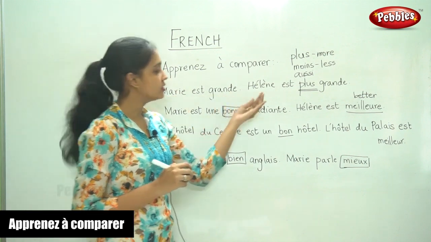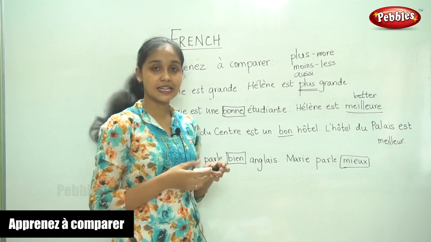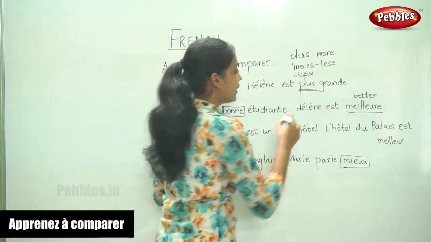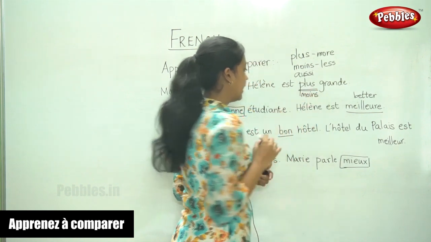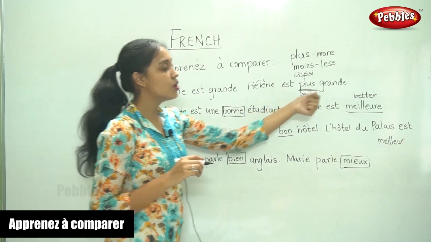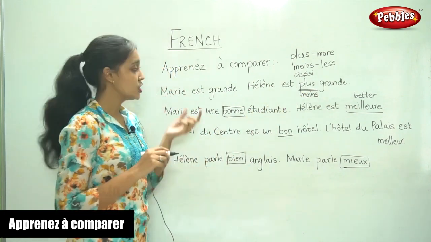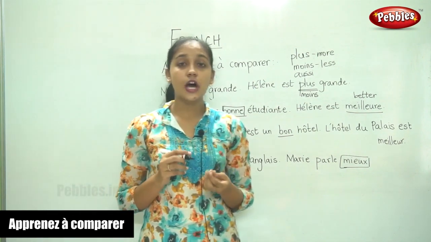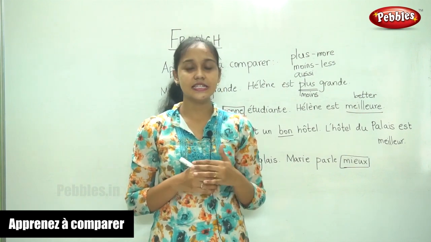Marie est grande, Hélène est plus grande. So in most of the cases we use plus or moins. So now if I replace plus with moins, it means Hélène est moins grande. She is smaller than Marie. So this is how we compare in French. So now we will do some exercises to see how we use this comparison.